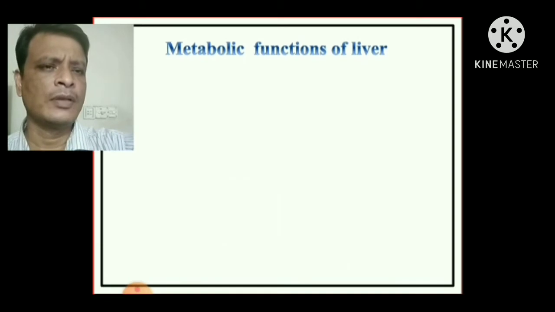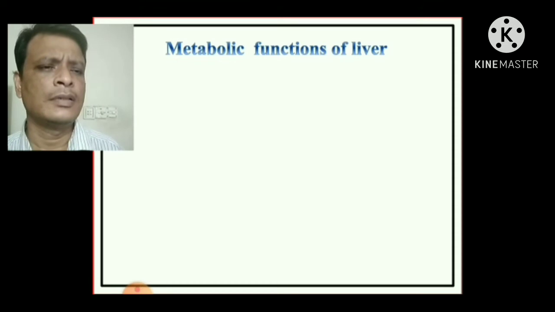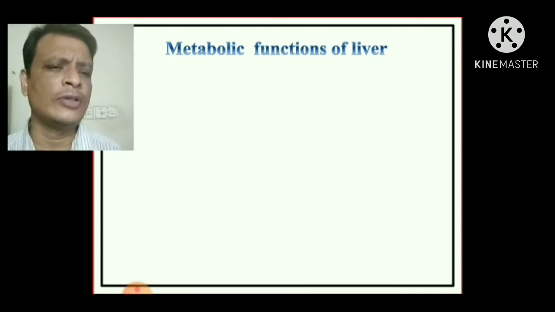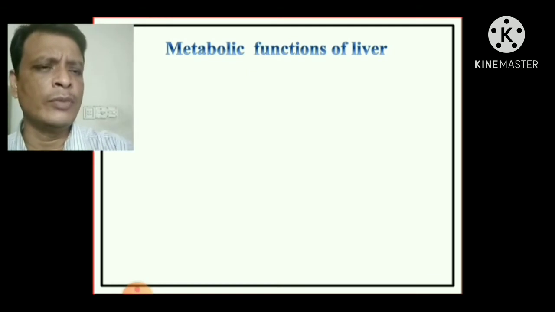Okay. Now let's discuss the metabolic functions of the liver. The liver has several metabolic functions. Actually, the liver is known as the organic laboratory because lots of biochemical reactions take place in the liver. More than 500 biochemical reactions take place in the liver. That's why the liver is known as the organic laboratory of the human body.